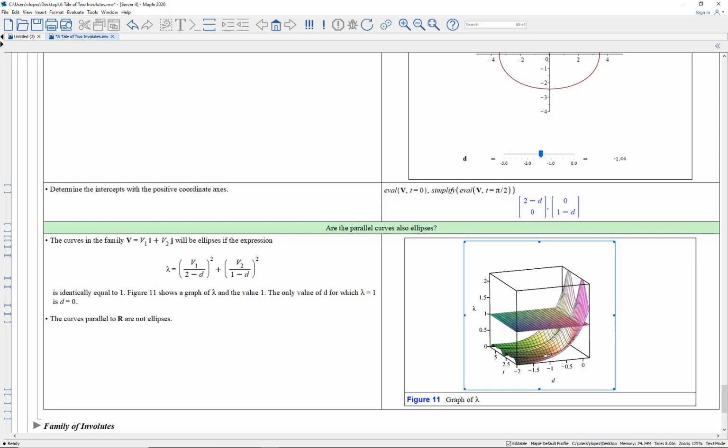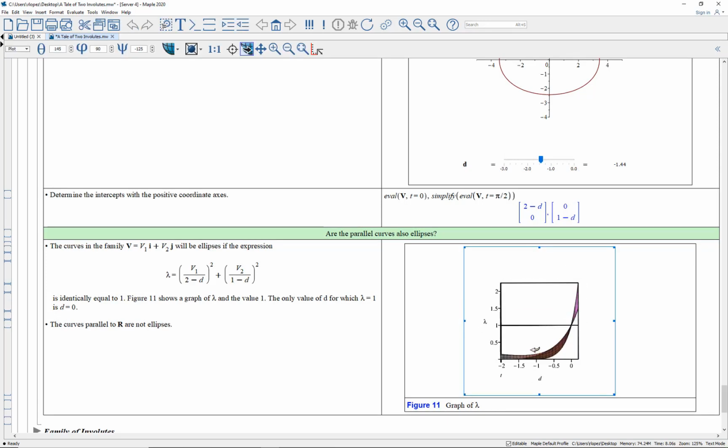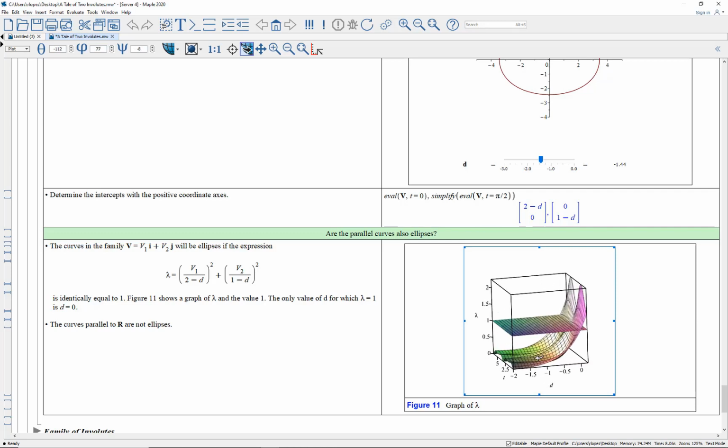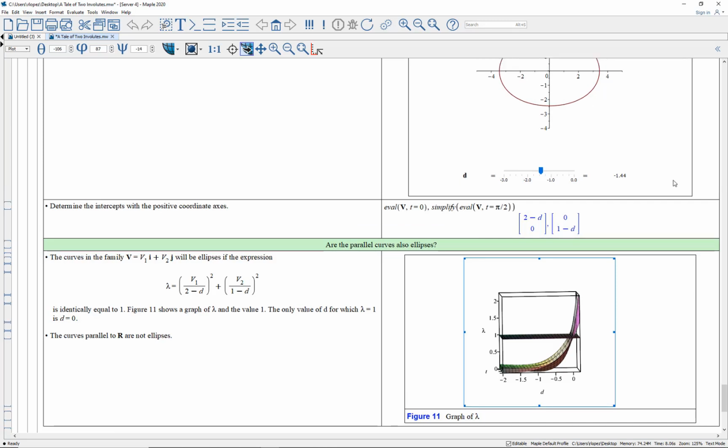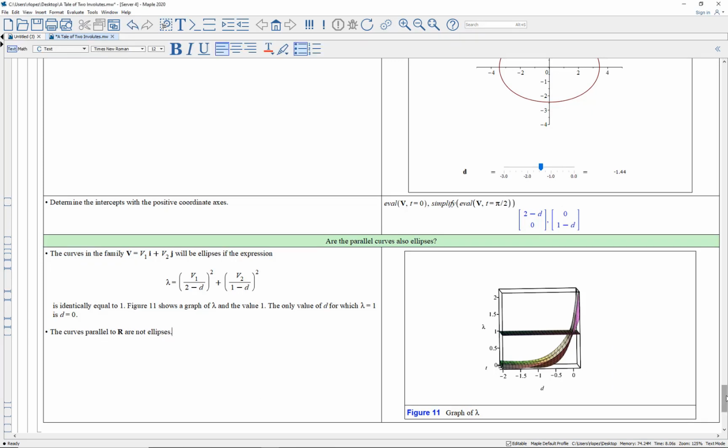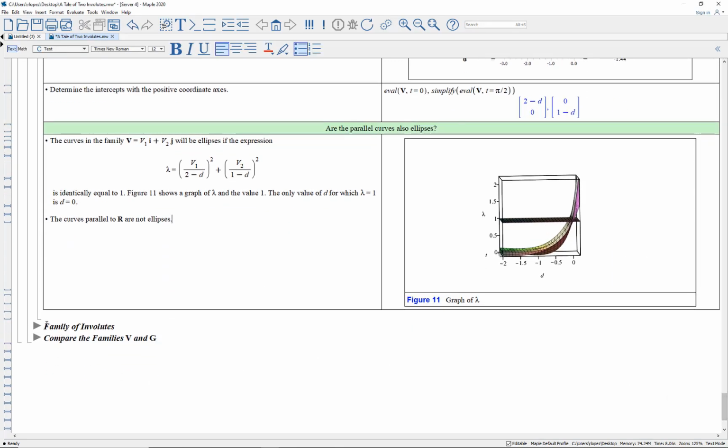And you can see there is just a single value of d for which lambda is 1, and that's d equals 0. So these are not ellipses. These parallel curves are not ellipses. So let's get this family of involutes.